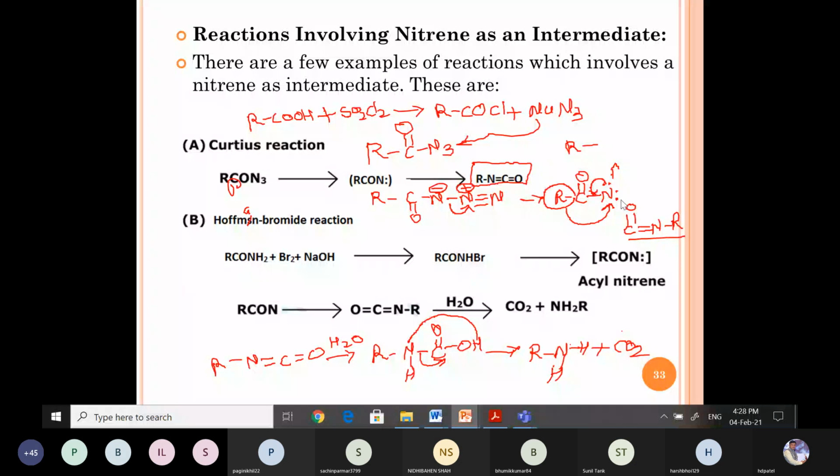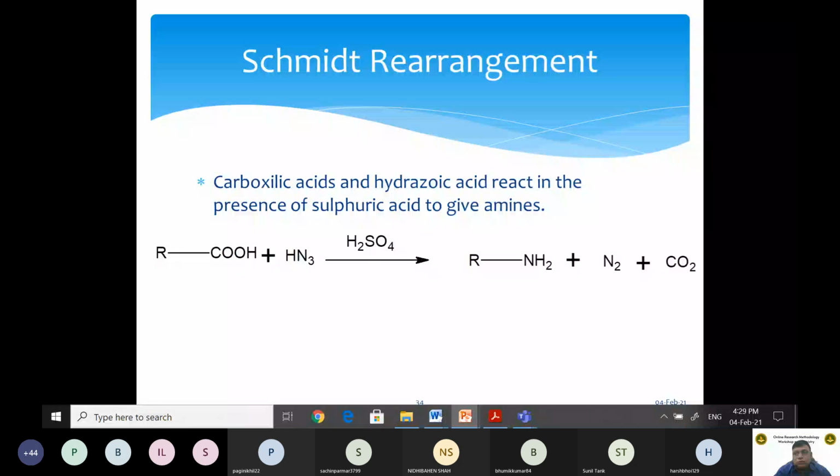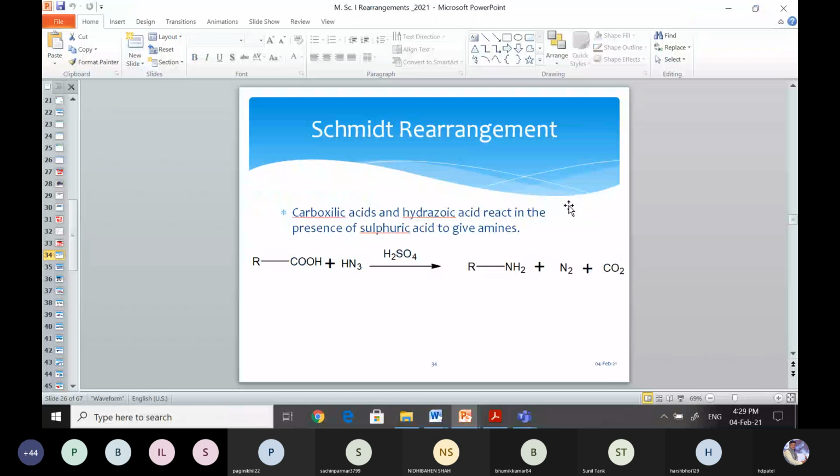So how nitrene will form and how nitrene will be involved in the rearrangement reaction, that I have explained over here. If you have any doubt or confusion, then you can raise your hand. I will answer it, and then after I will move further.